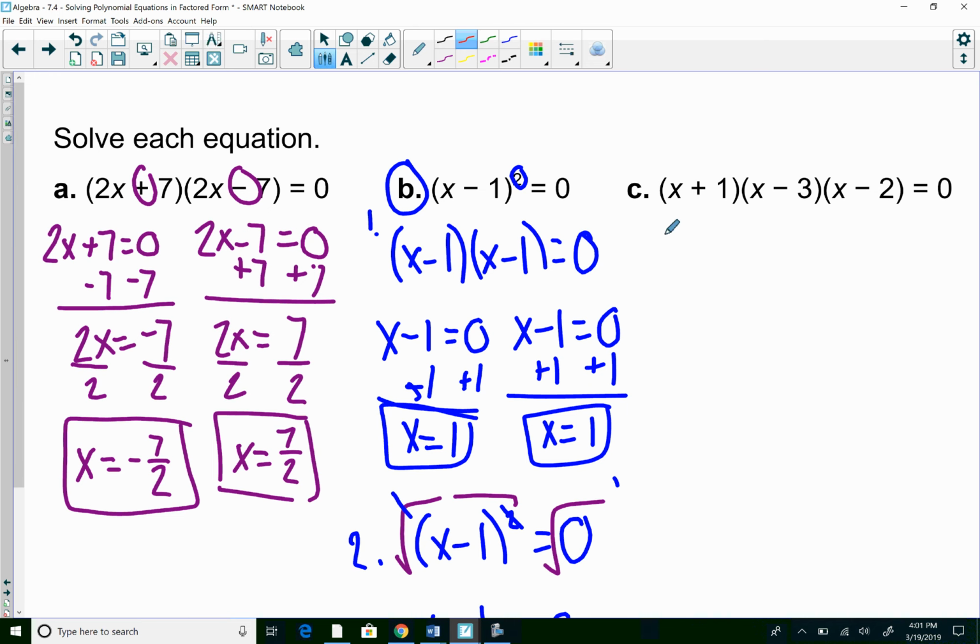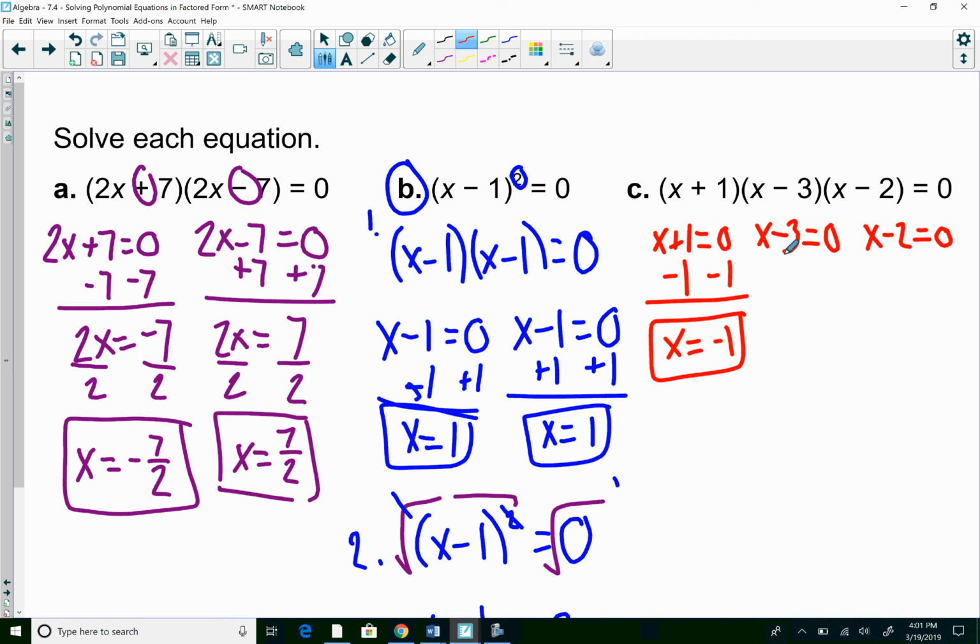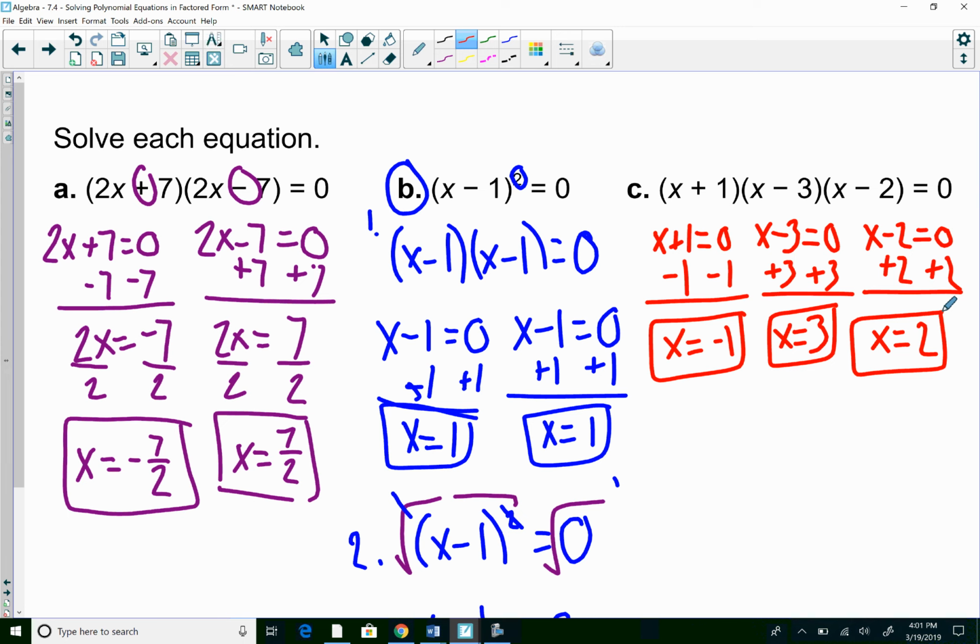Okay, let's take a look at letter C quick. So you're taking x plus 1, again, setting it equal to 0, that zero product property. x minus 3, setting it equal to 0. x minus 2 equals 0. You have 3 one-step equations here. Subtract 1. First solution is x equals negative 1. Second solution, we're going to add 3 to both sides. So you've got x equals 3. Third solution, add 2 to both sides. So you just have x equals 2. For this one, make sure that you solve all 3.